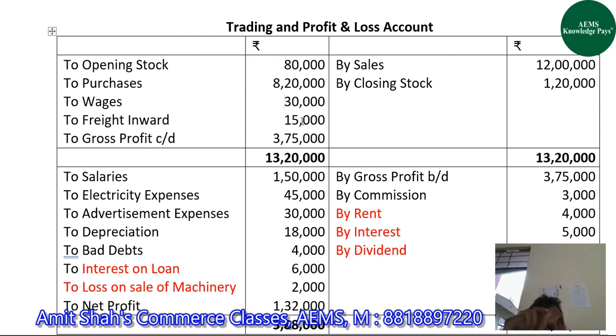It helps only in financing the business. It does not help in business operations at all. And that is why it is considered a non-operating expense. Have you understood, guys, all?